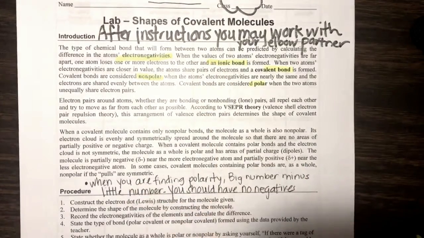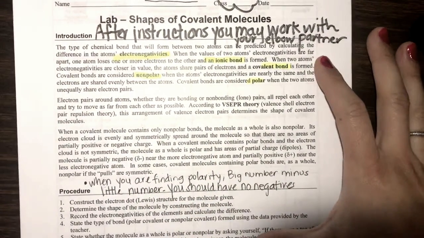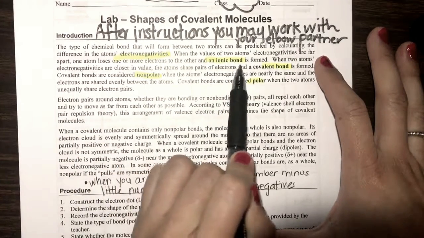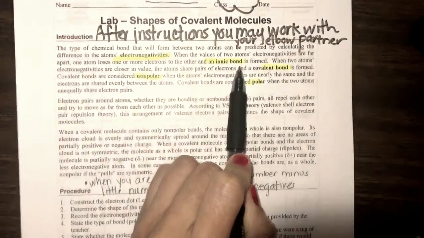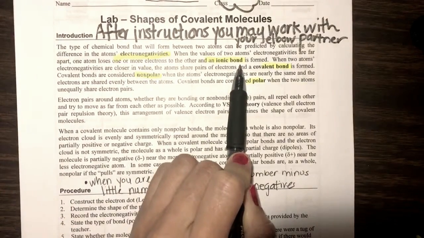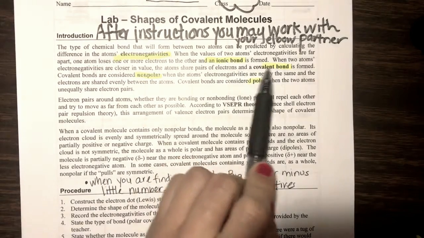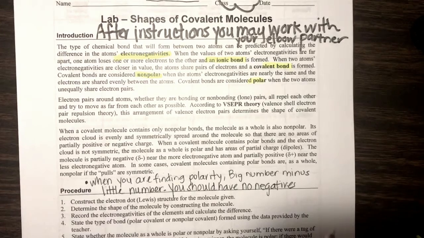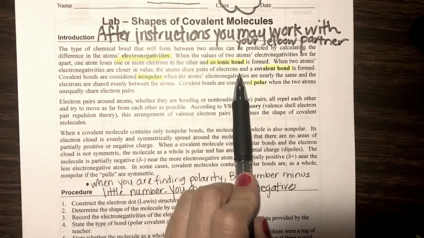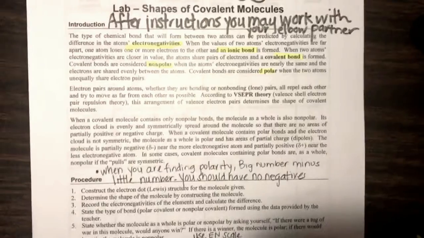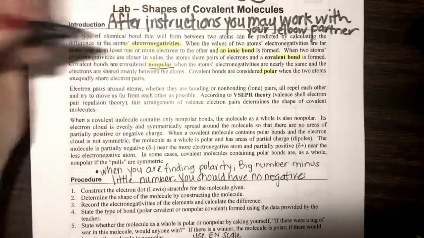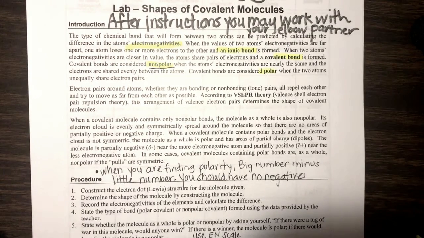When the values of two atoms' electronegativities are far apart, one atom loses one or more electrons to the other, and that's considered ionic, because ionic is the stealing or transfer of electrons. So one of the elements has to be very, very strong. When two atoms' electronegativities are closer in value, the atoms share electrons, and when you share, that's called covalent. Covalent bonds are considered nonpolar when atoms' electronegativities are nearly the same and the electrons are shared evenly.